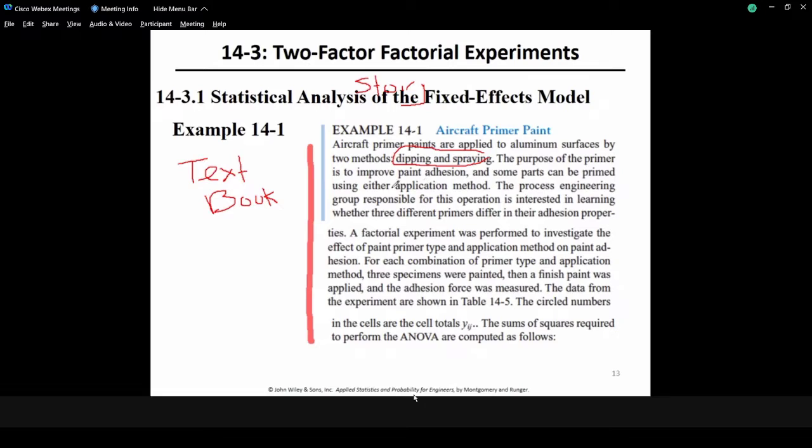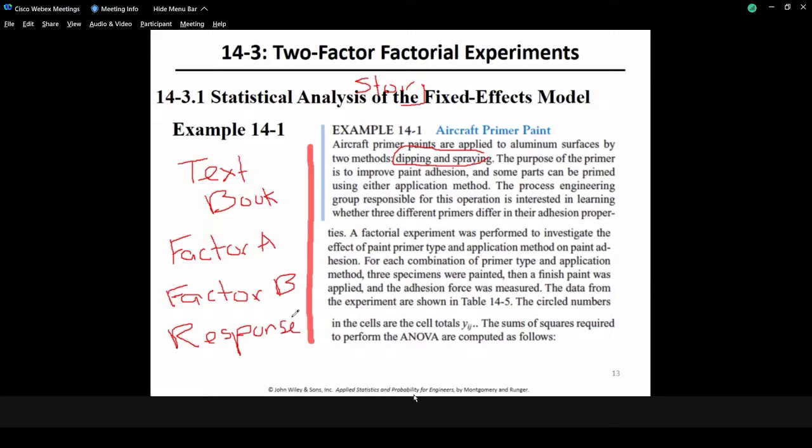So you must identify here what the factor A is. By reading this, you all should identify what is the factor A, what is the factor B, and what is the response, the output response. What is the response when you're reading this story?